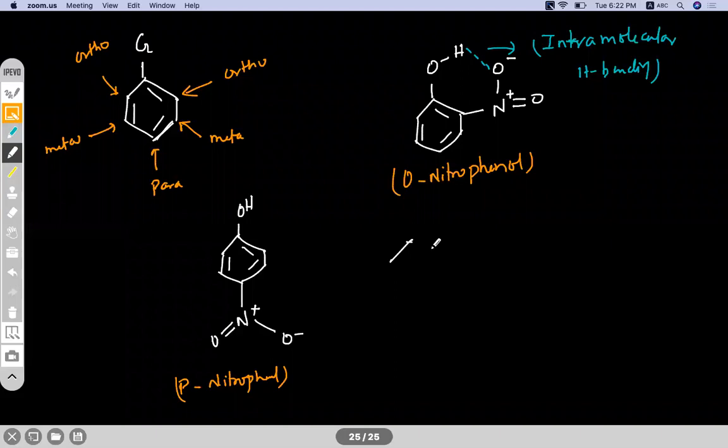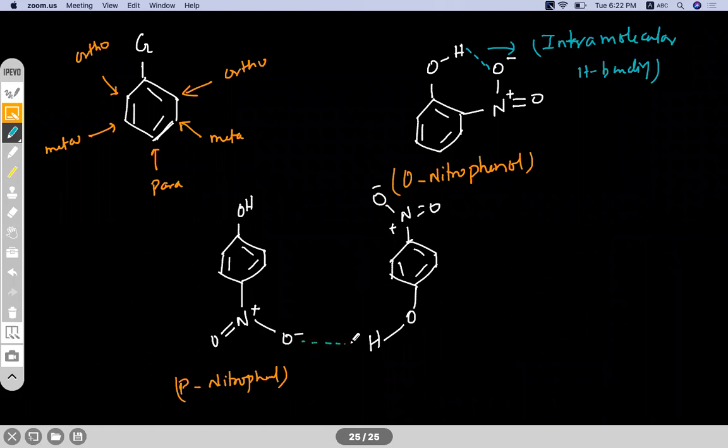But if you have another similar molecule, paranitrophenol, if I place like this O and H, and we have NO2 here, and these two attract each other because of the charge separation, delta positive and delta negative. So this bond is again a hydrogen bonding, but it is intermolecular hydrogen bonding because it happens between the two molecules. The donor and the acceptor atom are present in two different molecules.